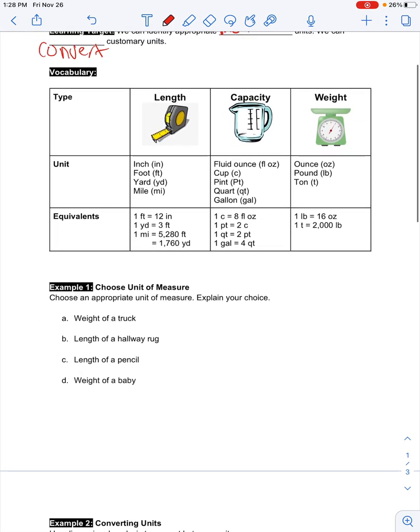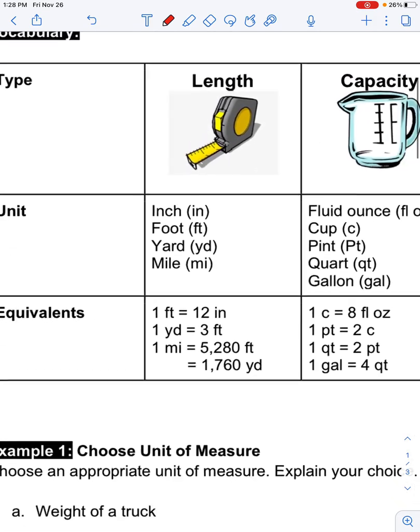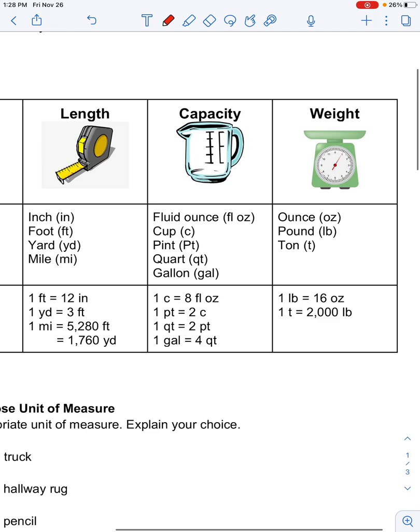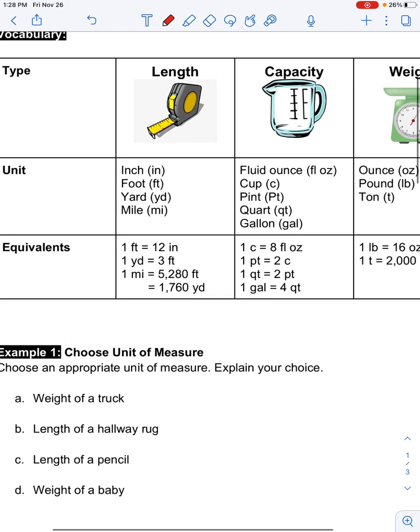Okay, so if you look here, here's kind of like a table. We've got different types of measurements for length, such as inch, foot, yard, and mile. Capacity is more for liquids. How much can you fit in something? Fluid ounces, cups, pints, quarts, or gallons. And then we talk about weight being ounces, pounds, and tons.